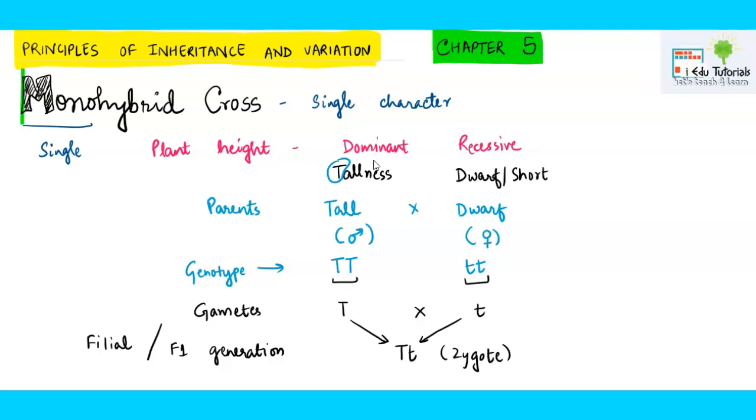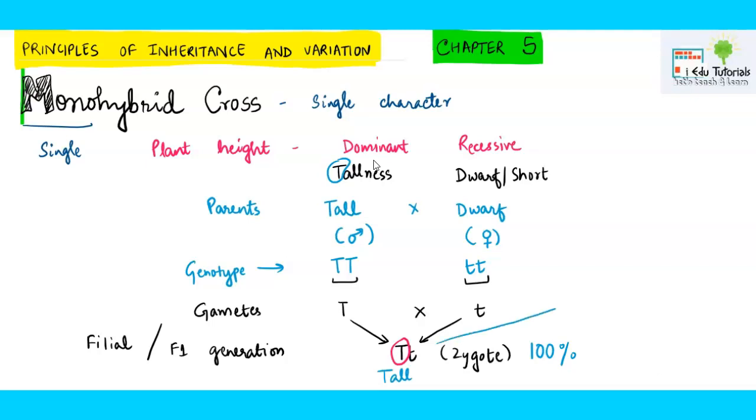Now what would be the expression of this capital T small t? Because it has one dominant allele, and I said earlier too that whenever a dominant allele and a recessive allele are present together, it is always the dominant gene that is going to express. That means here the phenotypic expression will be tall only. That means when you will cross a tall with a dwarf, in F1 generation, 100% offspring will have the phenotype of tallness and they will have genotype as capital T small t.